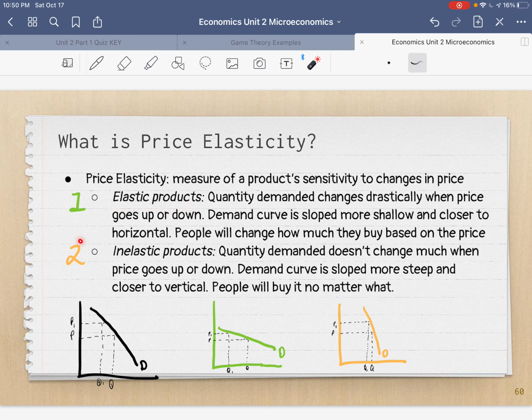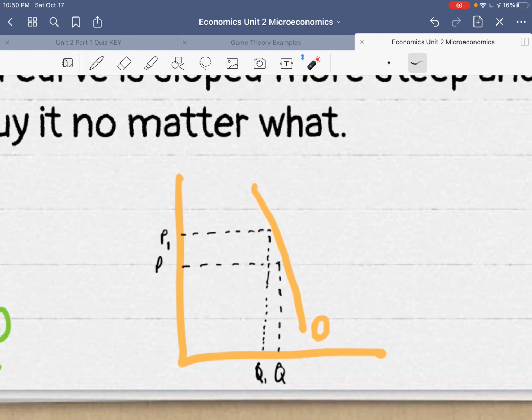The second type of graph here, I did it in orange, is an inelastic product. Okay, same graph, but you see the demand curve is a little bit different. This means that QD, quantity demanded, doesn't change much if the price goes up or down. So the price can increase or decrease drastically, but people will still buy it. So again, here's our original curve, and you see how it's kind of a 45-degree angle. Here is the curve of what an inelastic product would look like, and let me zoom in.